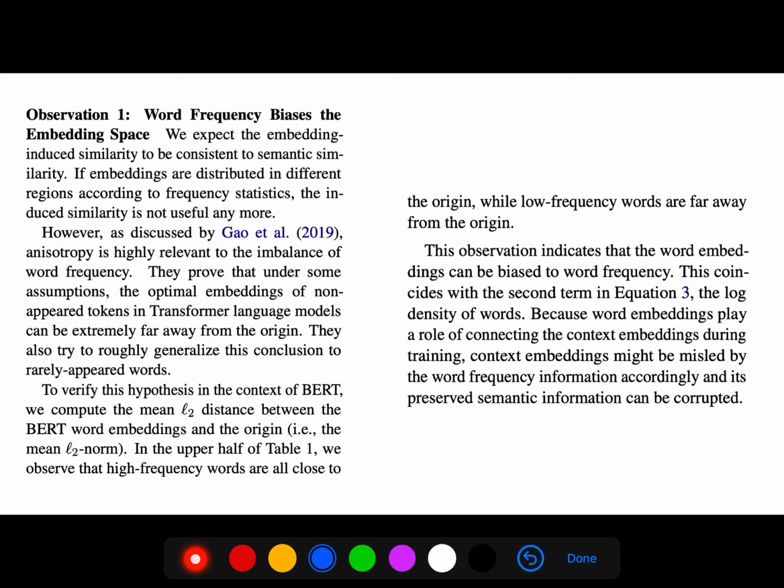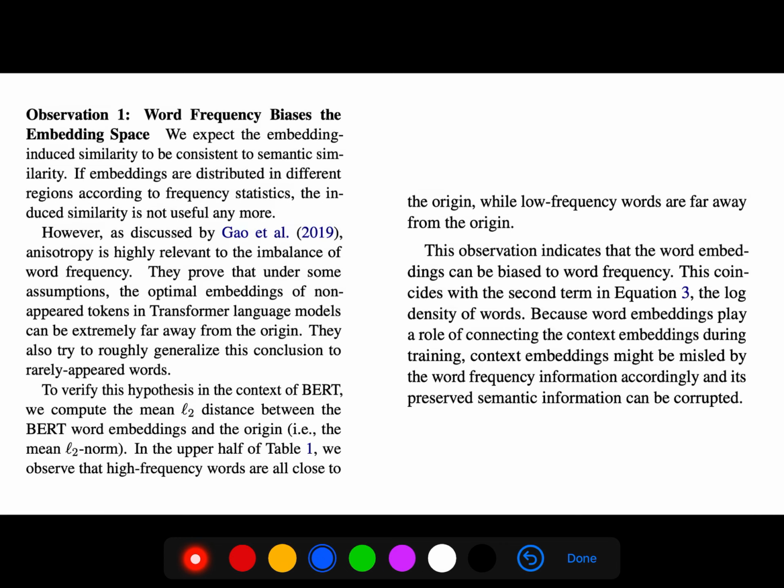This is observation one. We expect embedding-induced similarity to be consistent with semantic similarity. If embeddings are distributed in different regions according to frequency statistics, the induced similarity is not useful anymore. And they prove that under some assumptions, the optimal embeddings of non-appearing tokens in transformer language models can be extremely far away from the origin.